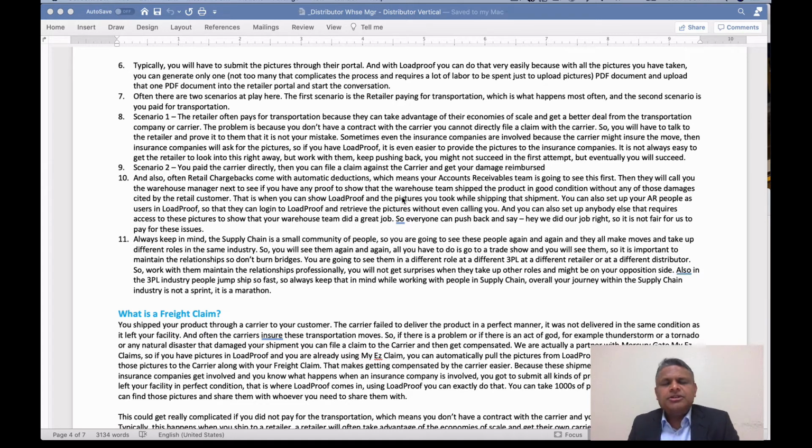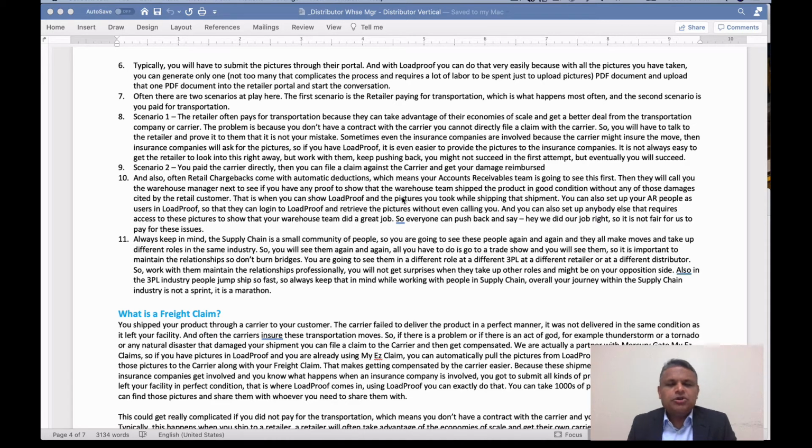The problem is because you don't have a contract with the carrier, you cannot directly file a claim with the carrier. So you'll have to talk to the retailer and prove to them that it's not your mistake. Sometimes even the insurance companies are involved because the carrier might insure the move, right? Then insurance companies will ask for pictures. So if you have LoadProof, it's even easier to provide the pictures to the insurance companies. It's not always easy to get the retailer to look into this right away, but work with them. Keep pushing back, right? You might not succeed in the first attempt, but eventually you will succeed, right?